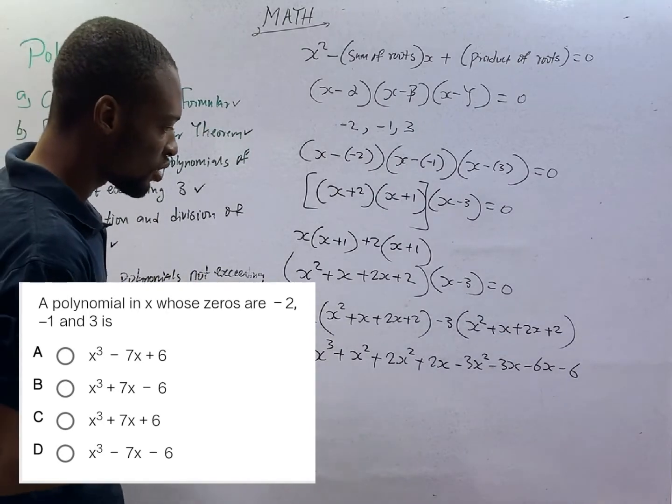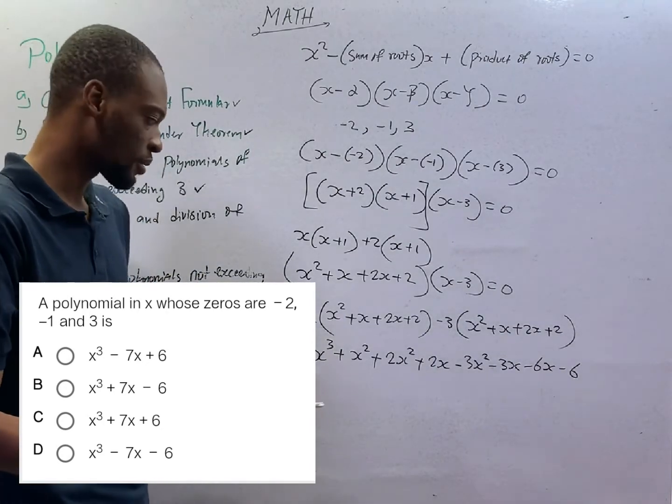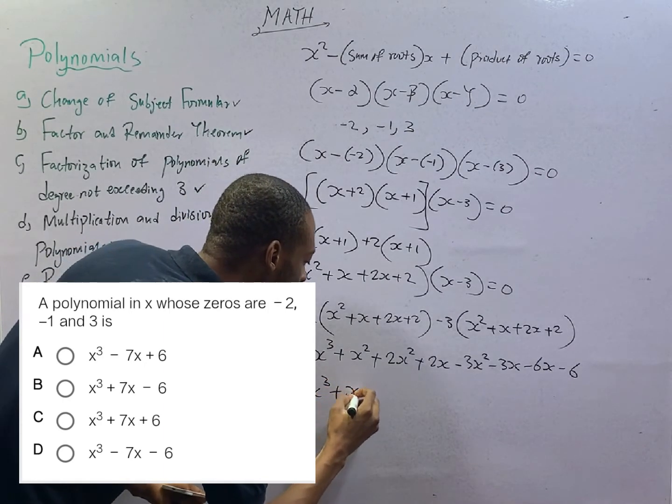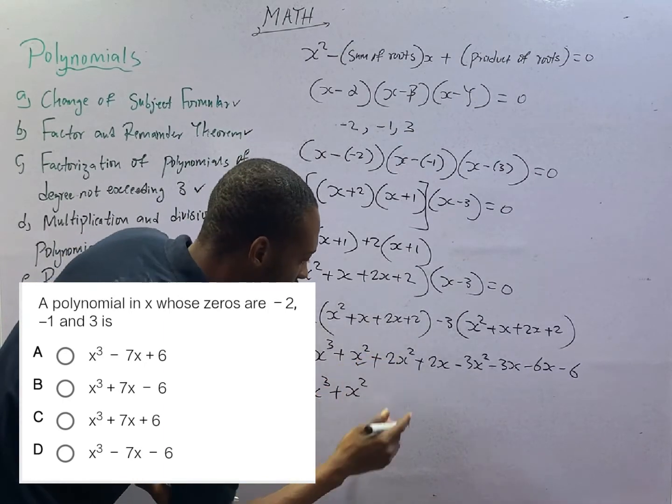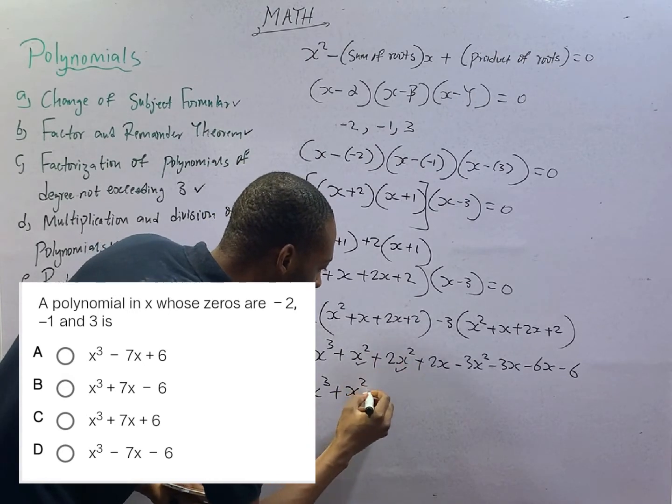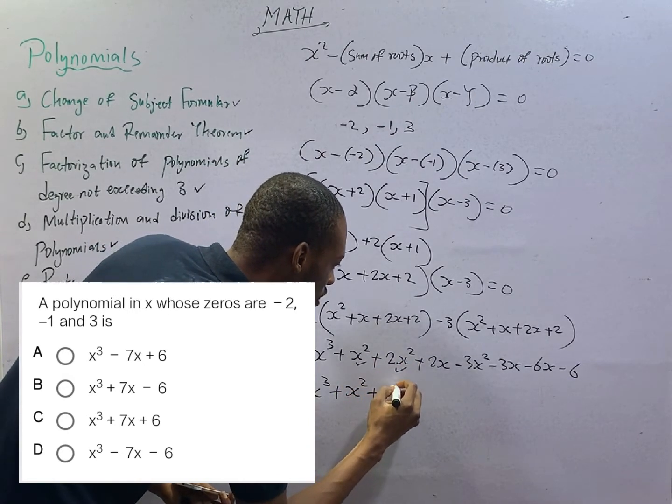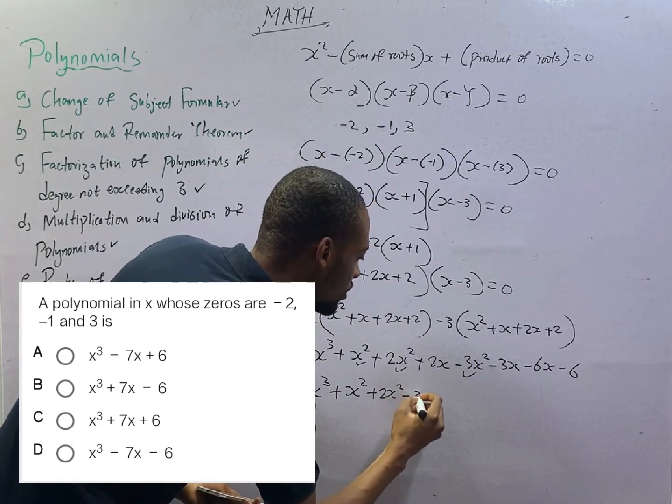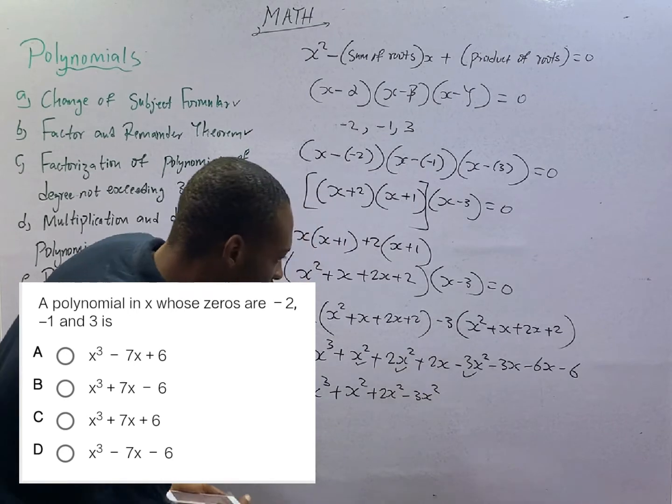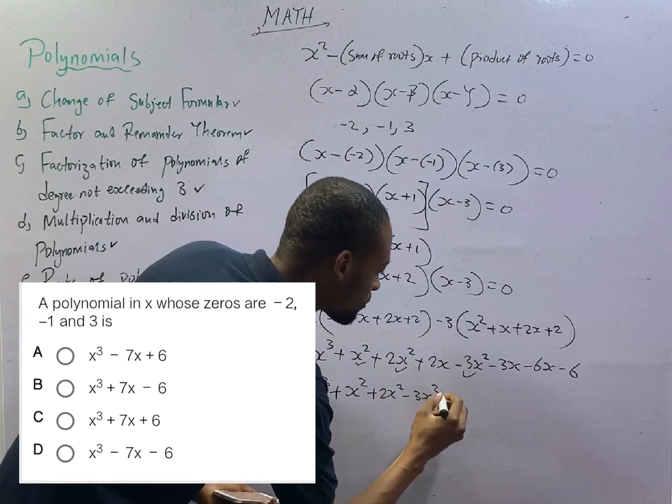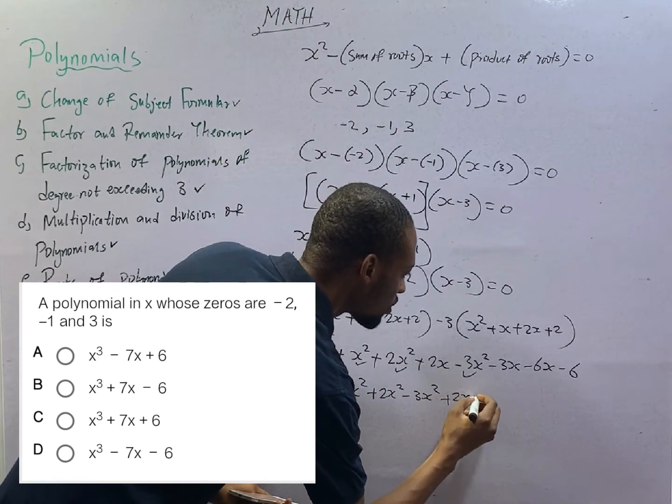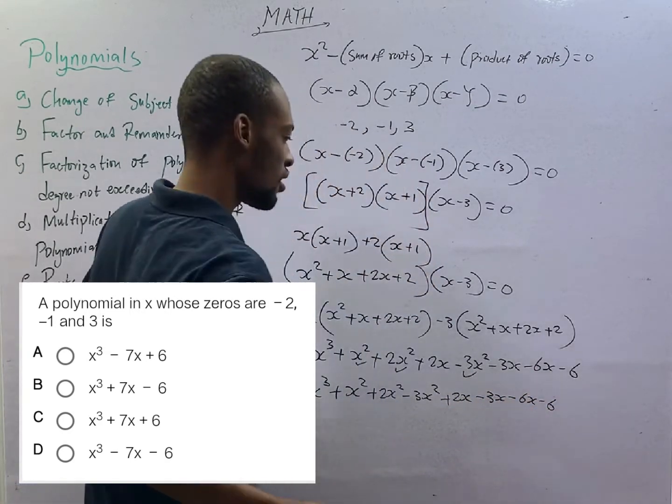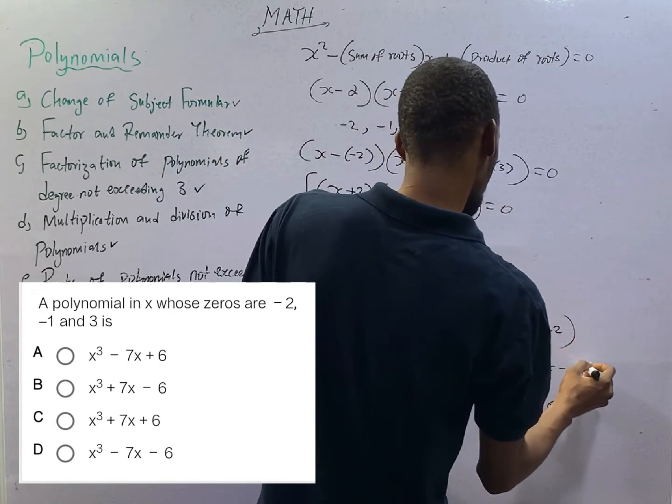From here, let's arrange them based on their degrees. This is s to the power of 3 plus s squared. This is another s squared plus 2s squared. This is another s squared minus 3s squared. Then we move to s plus 2s minus 3s minus 6s minus 6. Everything equates to 0 actually.